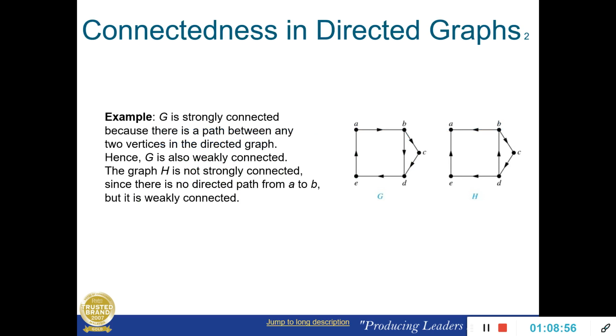Again, we look at C. G is strongly connected because there is a path between any two vertices in a directed graph. Let's say you want to go from A to D, you can go A, B, D. Or A to E, you can go here. E to C, you can go E to C here. This is a strong component.